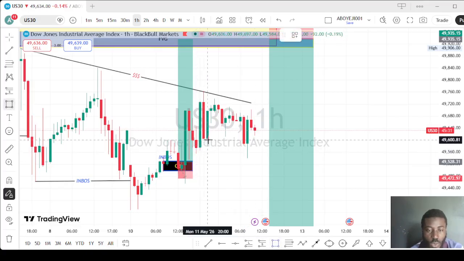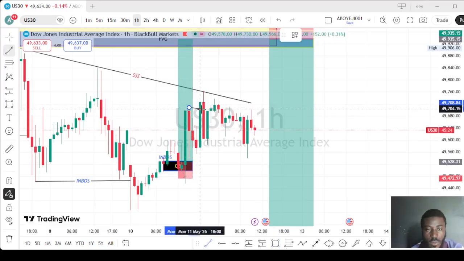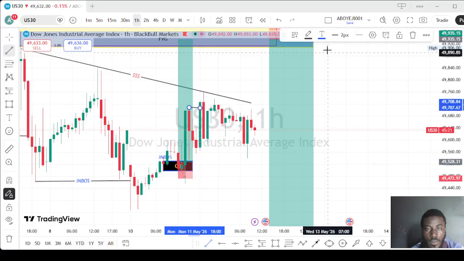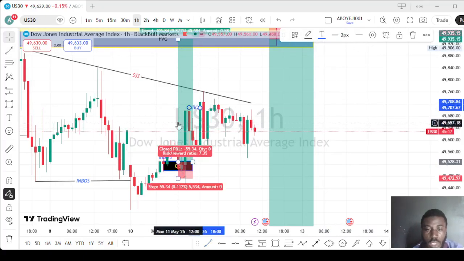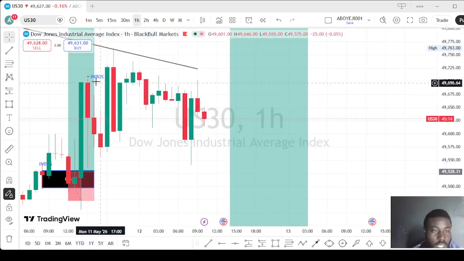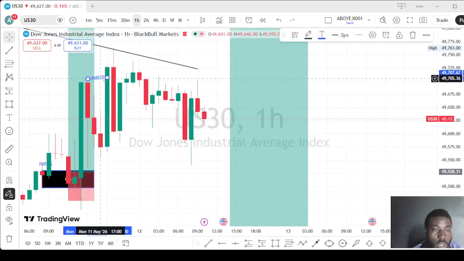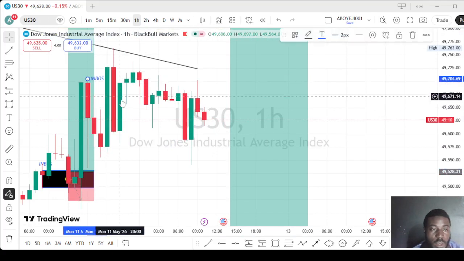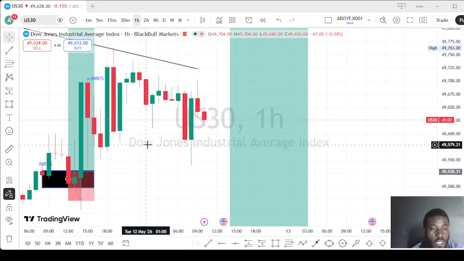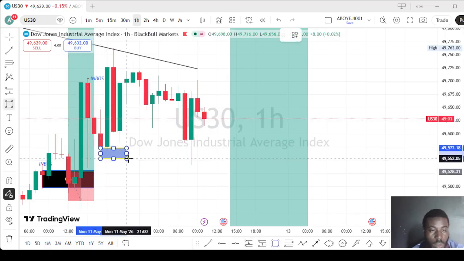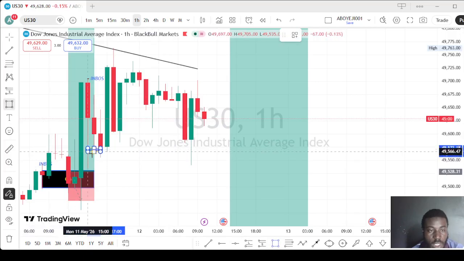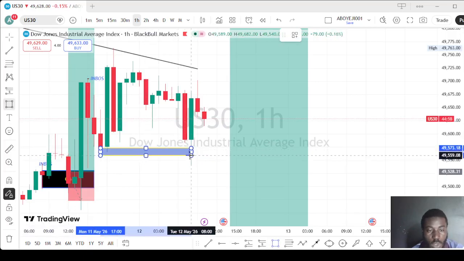I plotted here as you can see. This is a valid break of structure. I want to show you how I took this buy this morning. After seeing this valid break of structure, let me define it. This is the demand zone I plotted, because this is the demand zone that gave us the valid break of structure.